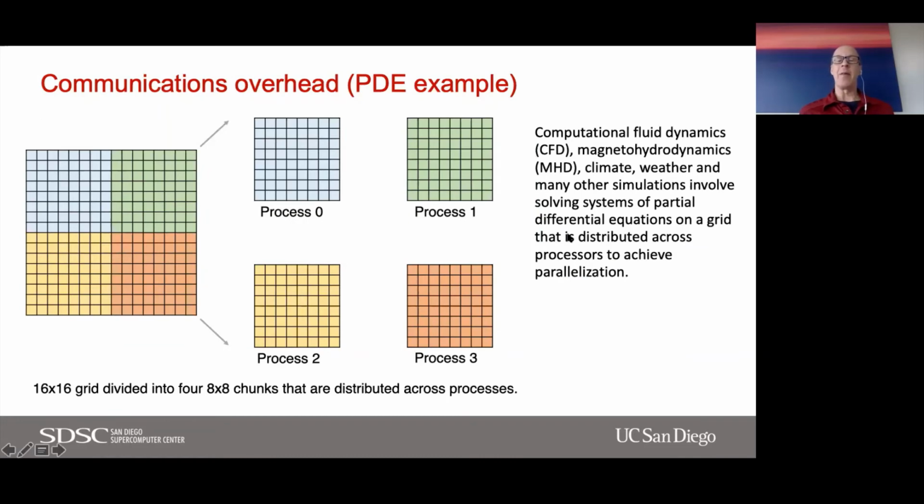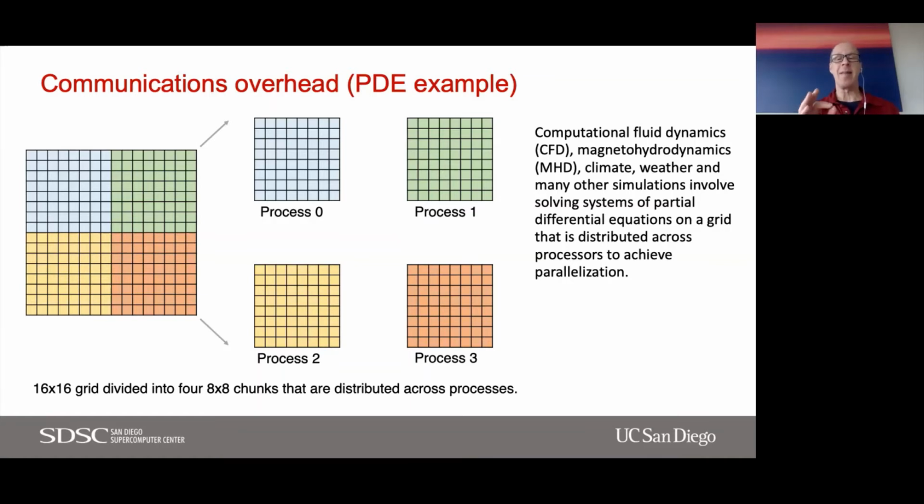And then finally, there's communications overhead. So if you're working in a field like computational fluid dynamics, magnetohydrodynamics, climate, or weather simulation, these generally involve solving systems of partial differential equations, and we do this by discretizing it and solving it on a grid. And then if we're doing this in parallel, we would take that grid and distribute it across processes in order to achieve parallelization.